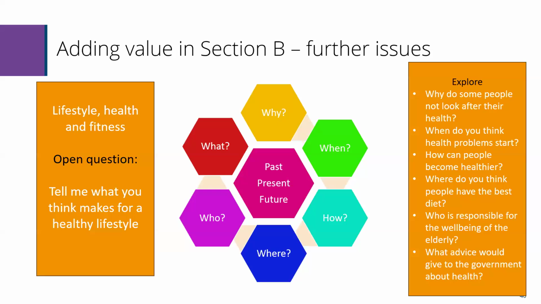And then in terms of adding value in section B, the further issues. So we need to, as I mentioned, think about the topic area. We need to talk about two topic areas, lifestyle, health and fitness. Let's say we choose that. So we give an open question. Tell me what you think makes for a healthy lifestyle. So it's a nice open question. Then remembering what we said about using those different time frames and that range of interrogatives. So we start then to explore that issue.